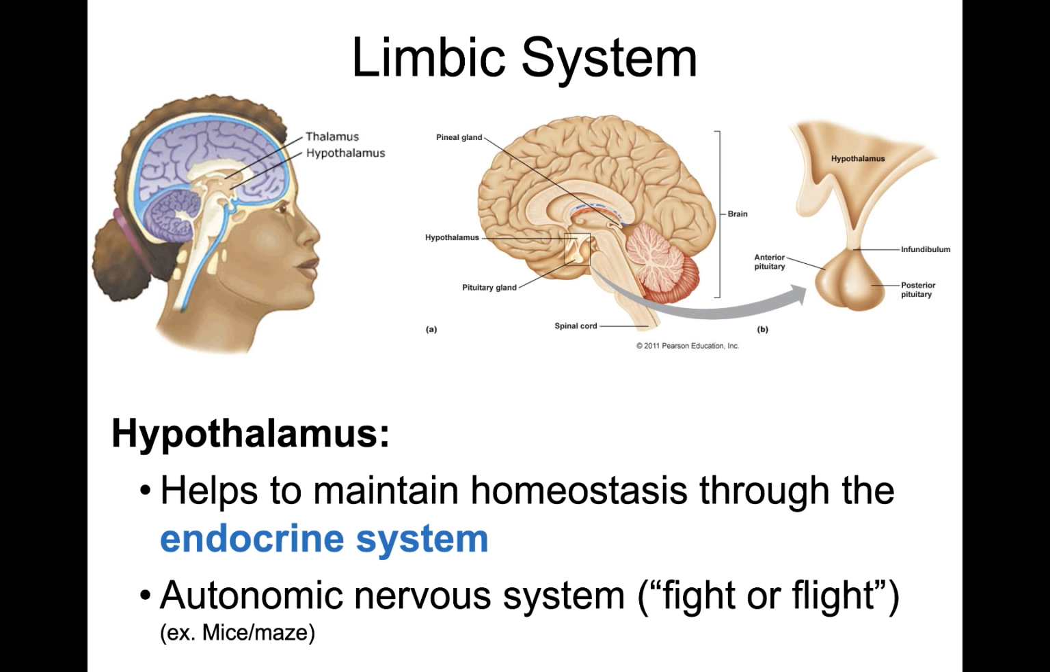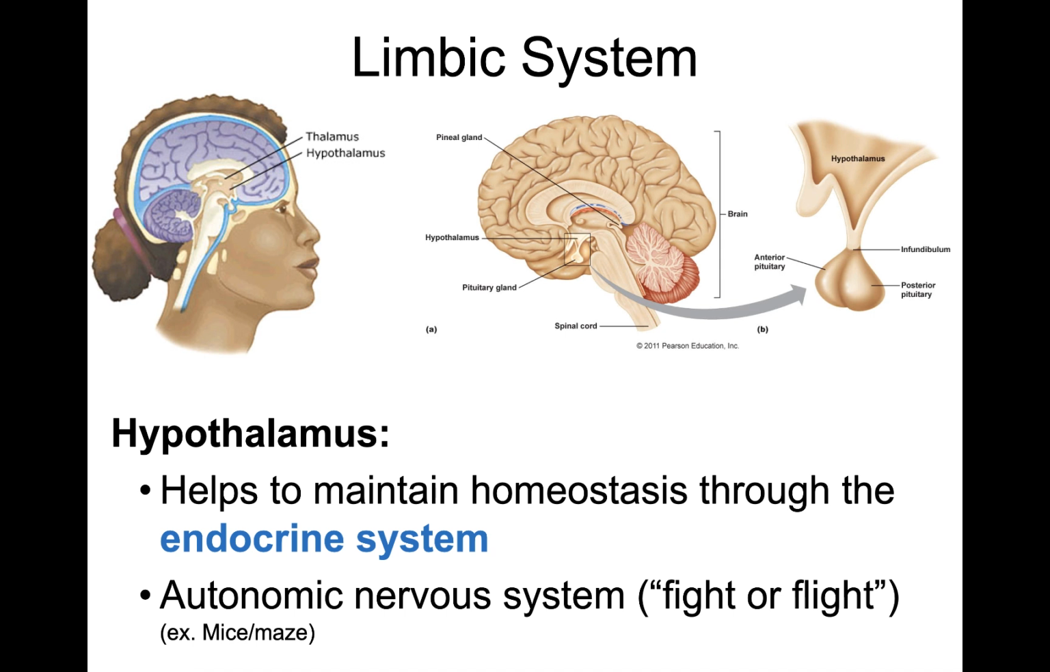And in this case, we can focus on the sympathetic nervous system, or fight or flight mode. This is what's going to control fight or flight mode. If you're afraid or angry, this is tied into how you create emotions, and it enhances memories. So the hypothalamus helps maintain homeostasis through the endocrine system.